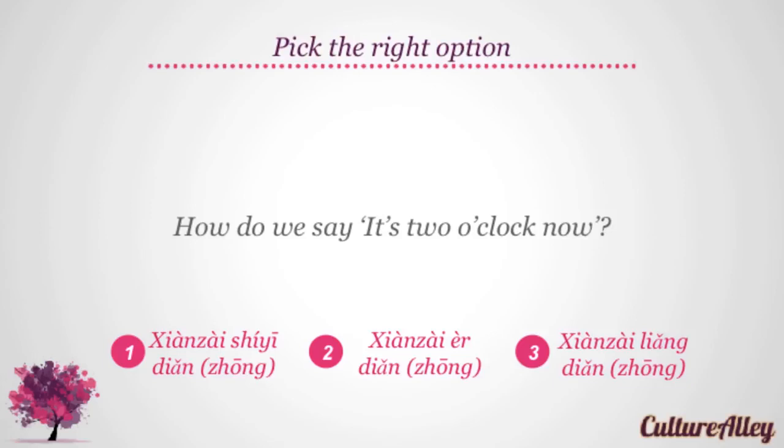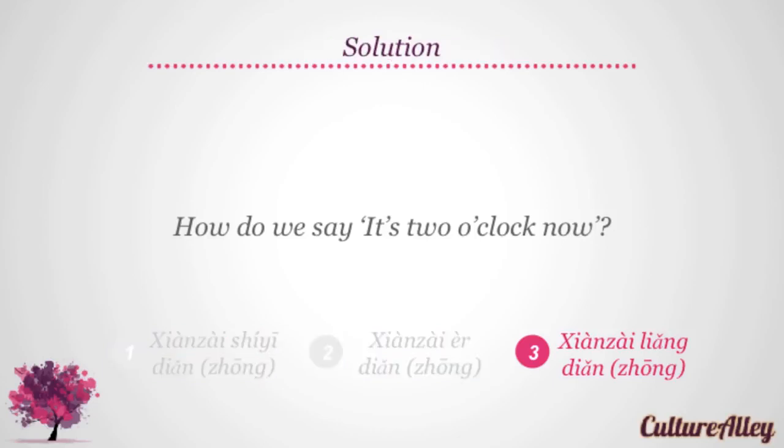How do we say it's 2 o'clock now? Do we say 现在11点钟? Or does it become 现在2点钟? The correct answer is 现在2点钟. How did you do there? I'm sure you got that right.